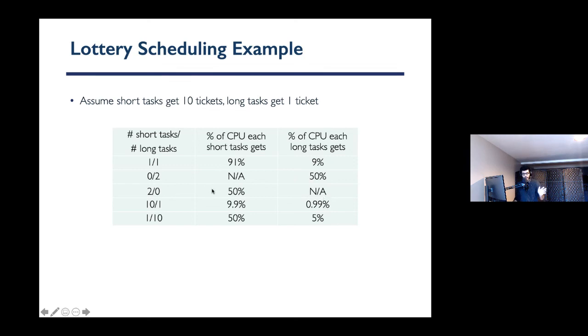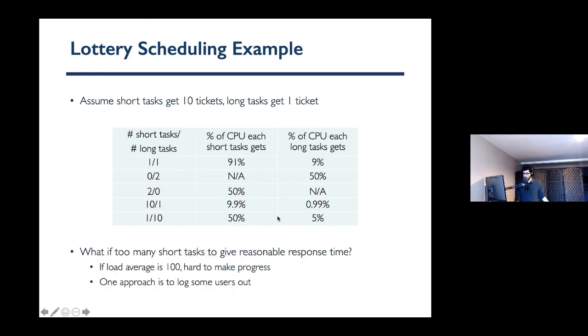Sort of. No, actually, that's not precisely true, but similarly, right? So now each one of the short tasks is going to get 10 divided by 101, which is very close to 10% of CPU time. And that 1 long task is going to get 1 divided by 101, which is very close to 1%. So on and so forth.